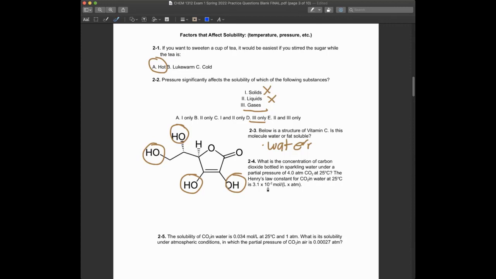Okay, so let's think about this. We have a Henry's law constant, so we should probably use Henry's law. That says C is equal to kP. When you plug in the numbers, 3.1 times 10 to the negative 2 times 4. I'll give you all a second to type that into your calculator. 0.124. That's the answer I got. Yeah, awesome. Good job, y'all.